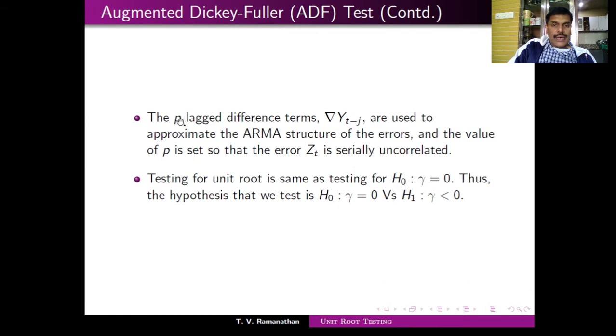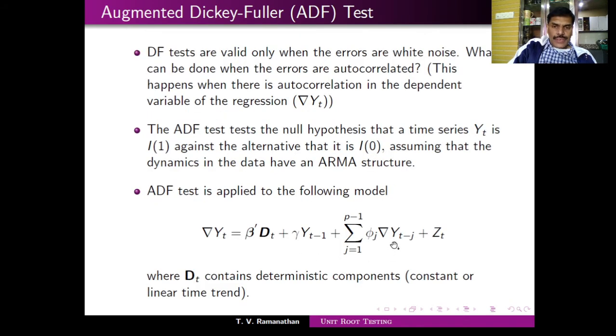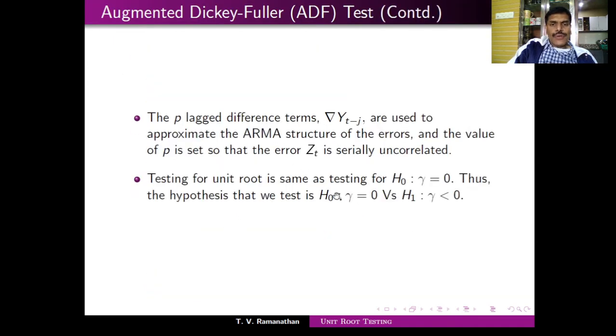So here, P is the number of lag difference terms, delta y_{t-j}, used to approximate the ARMA structure of the errors. The value of P is set so that the error is not serially correlated. Now, testing for unit root is the same as testing for gamma equal to 0.